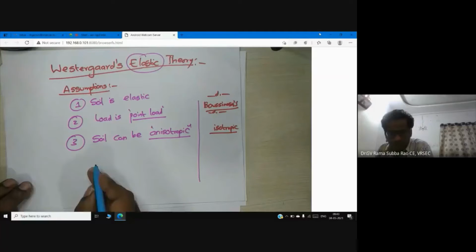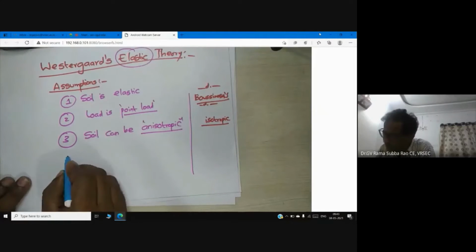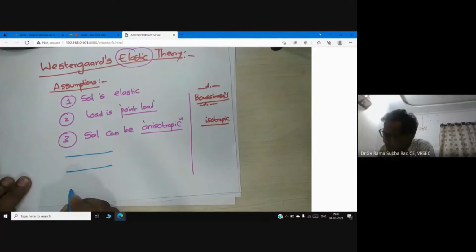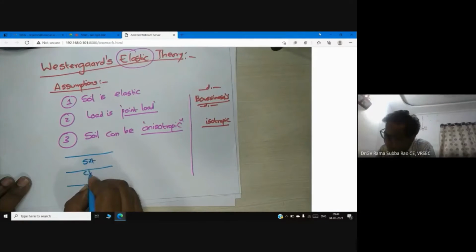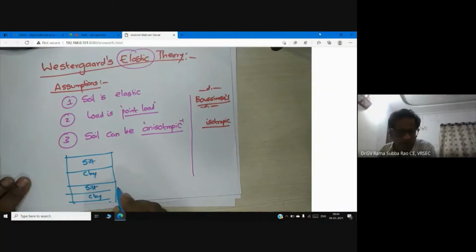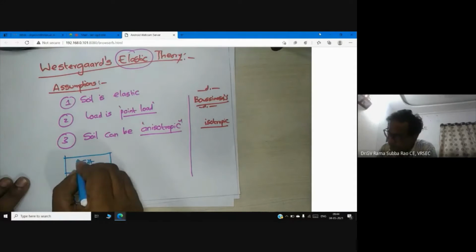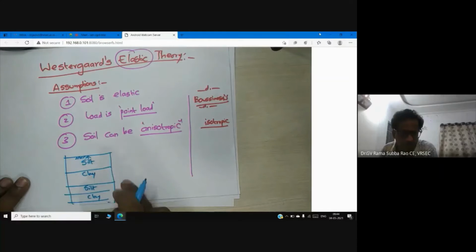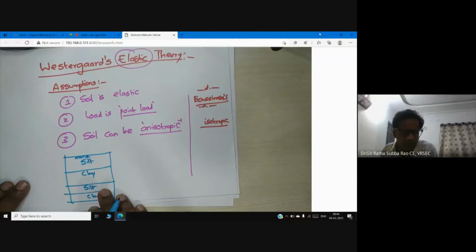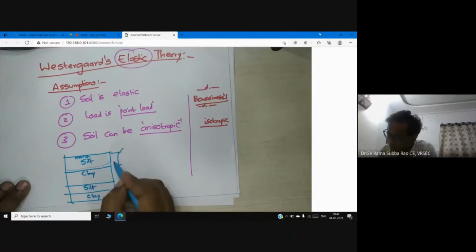Here you see, many times in reality, if you see the ground is having different layers. Let me say it is a silt or clay, again silt, again clay. So we have alternate layers of soil. In reality, many times the ground may not be homogeneous or isotropic. You have a silty soil up to certain depth, then followed by clay soil. So here you see different depths are there.